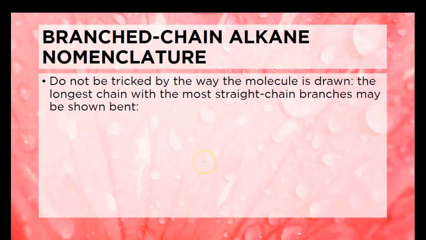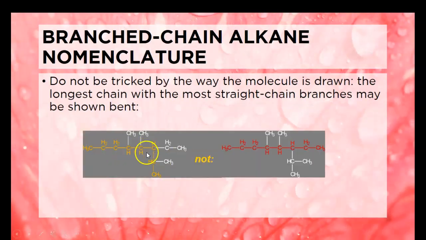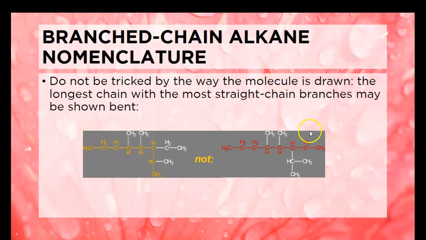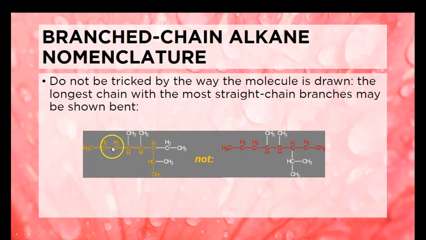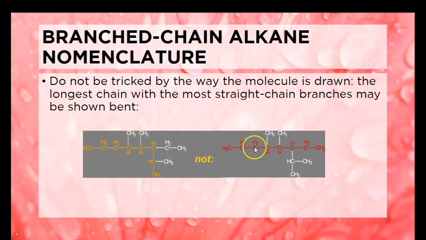I think the notes show you want that branch, not that branch. Hopefully you see the difference. We want the one that only has straight chains coming off of it, not the one with a T coming off of it.